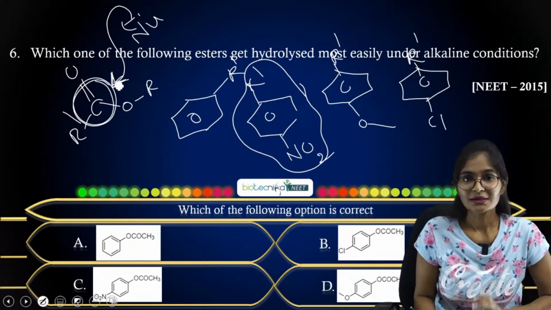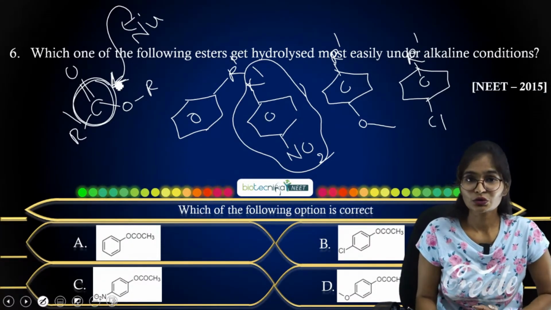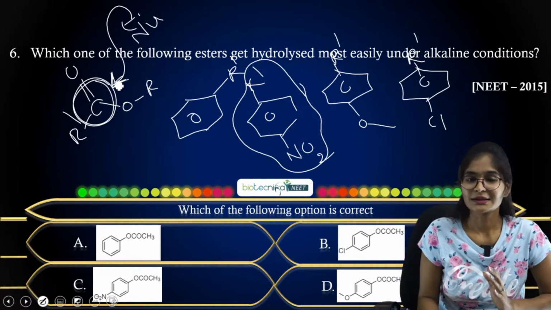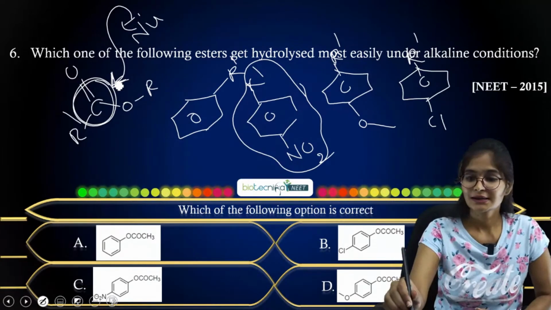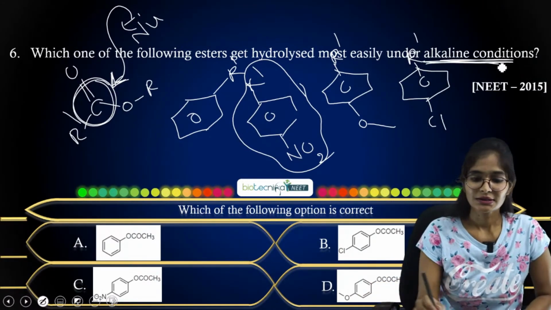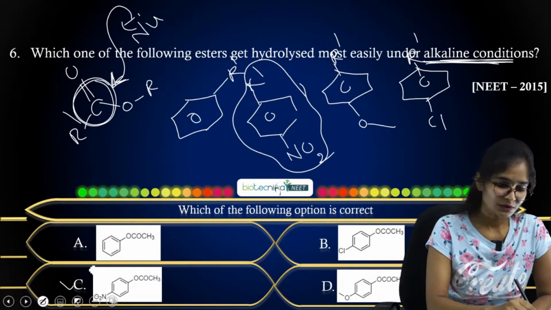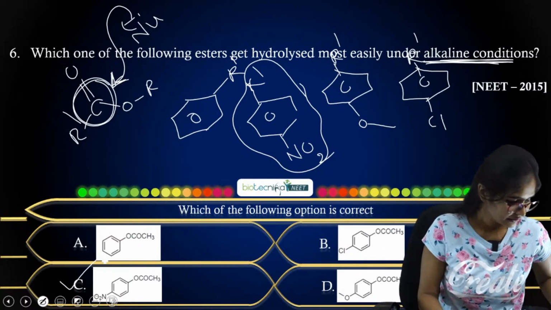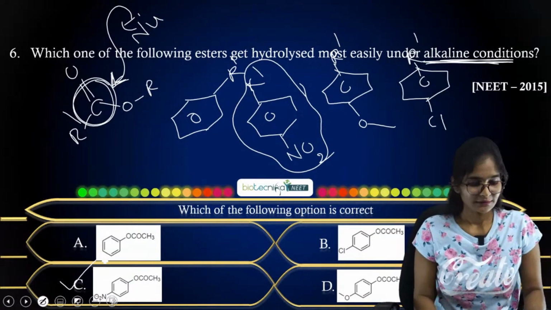That's why whenever you have an electron withdrawing group, it is going to increase the reactivity of the ester. That is the ester hydrolysis under alkaline condition: in the given options, option C with the electron withdrawing group goes faster. Okay, coming to the next thing.